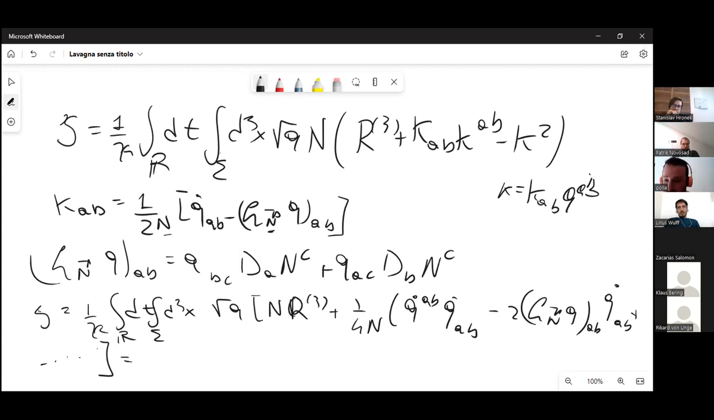What I want to say, that's the only thing that matters here, is that we can write the action that depends only on QAB, Q prime AB, and A and N. So we have the derivative of QAB in here, but we don't have the derivative of the shift vector and the lapse function. This is very important because this tells us that the shift vector and the lapse function are not dynamical variables.